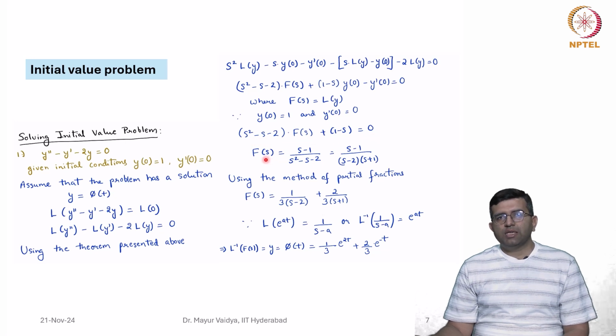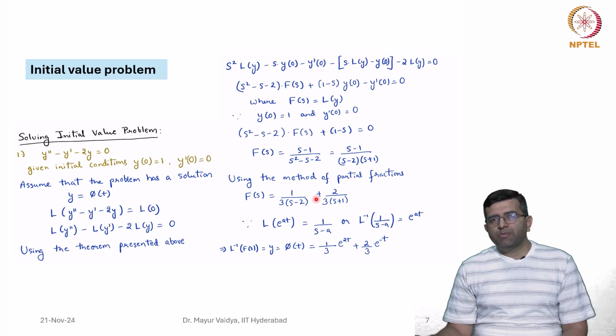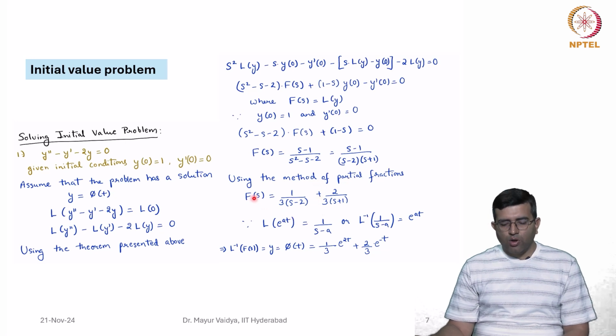Which tells us that F of s is equal to s minus 1 over s square minus s minus 2, and this can be split into factors as s minus 1 by s minus 2 into s plus 1. Now, you can use the method of partial fractions to split it as follows, that F of s can be written as 1 by 3 times 1 over s minus 2, plus 2 by 3 times 1 over s plus 1.